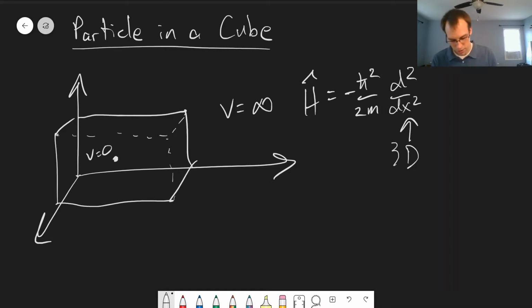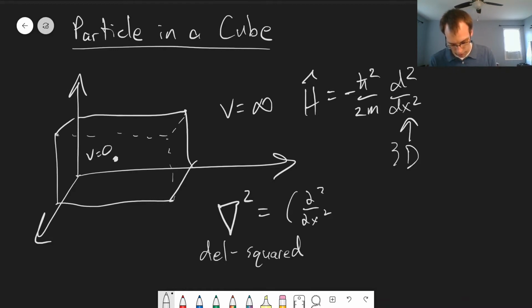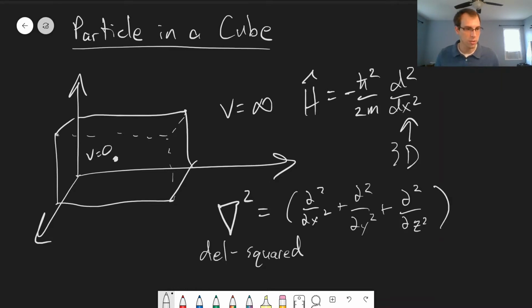And so this is what's known as the del squared operator. This is a 3-dimensional second derivative. And del squared is equal to the second derivative with respect to x plus the second derivative with respect to y plus the second derivative with respect to z. And this is a 3-dimensional derivative.